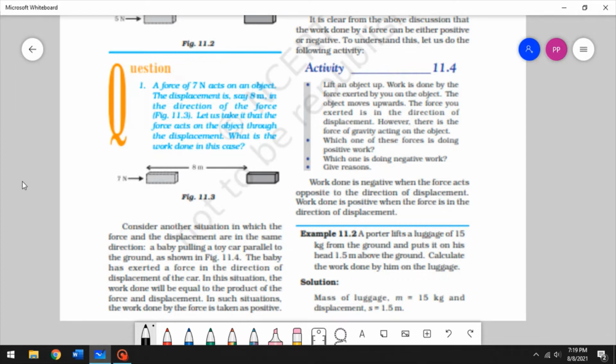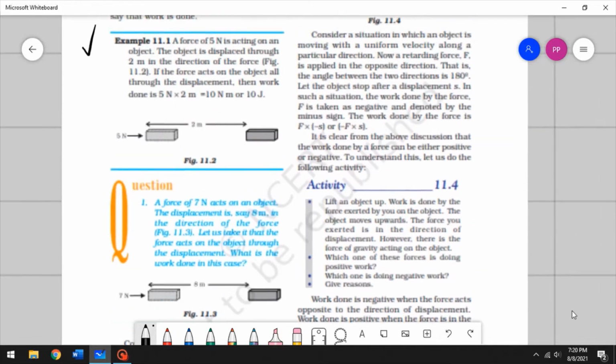Alright, so consider another situation in which the force and displacement are in the same direction. A baby pulling a toy car parallel to the ground, as shown. The baby has exerted a force in the direction of the displacement of the car. In this situation, the work done will be equal to the product of the force and displacement, because work is force times displacement. In such a situation, work done by the force is taken as positive. That would be the first situation.